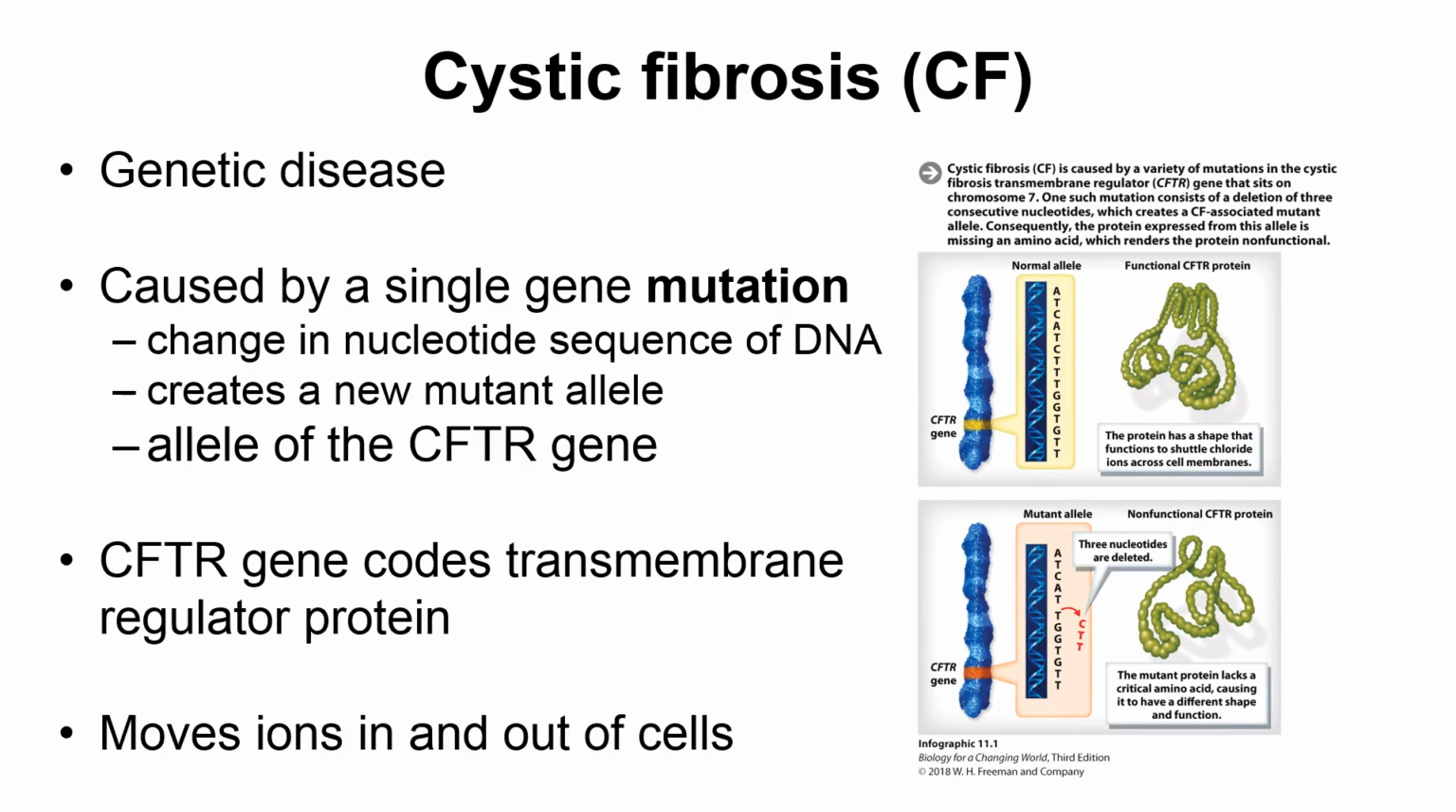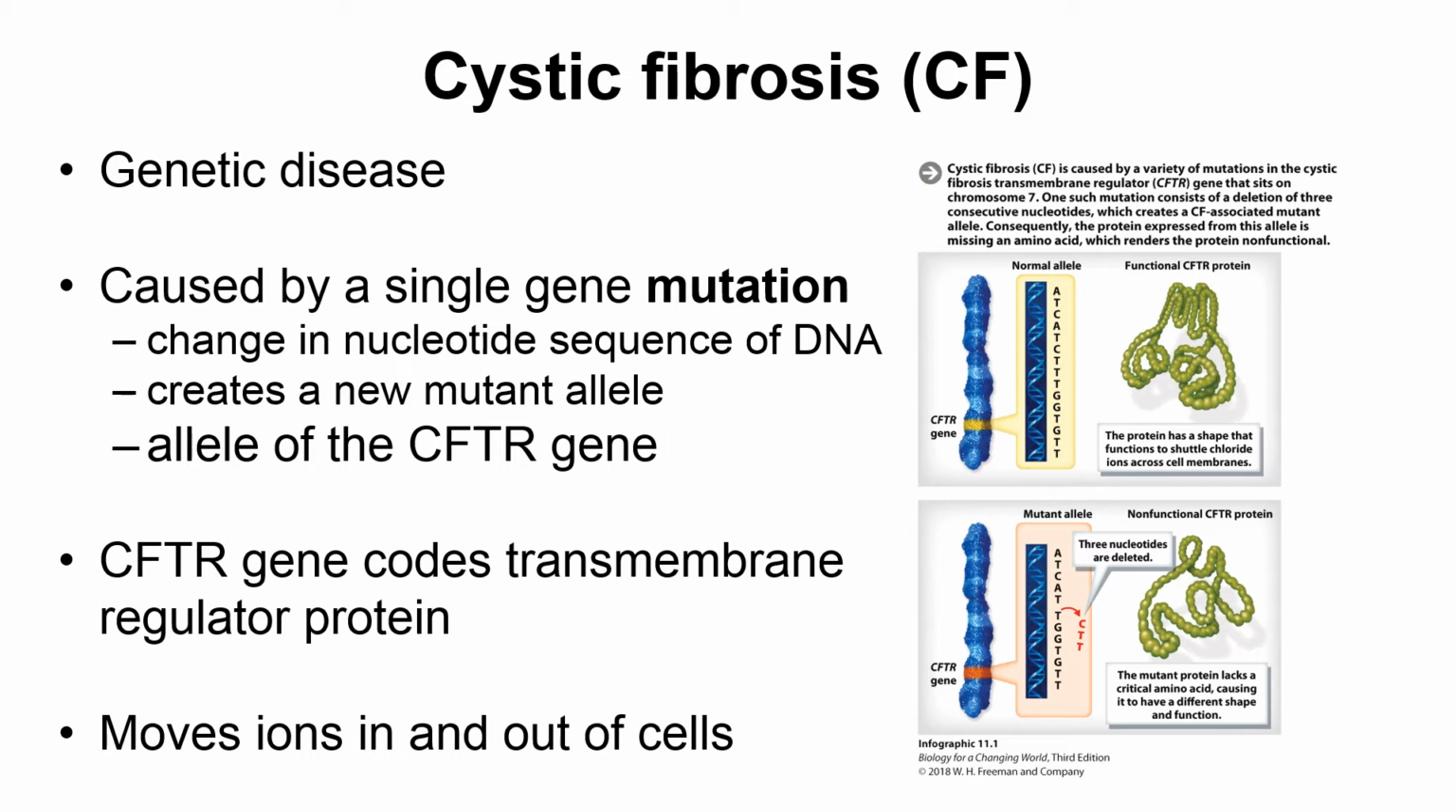In this chapter, we're going to be focusing our attention on a disease that is called cystic fibrosis. Cystic fibrosis is a genetic disease that is caused by mutations in the nucleotide sequence. The most common type of mutation is a deletion of the amino acid phenylalanine.